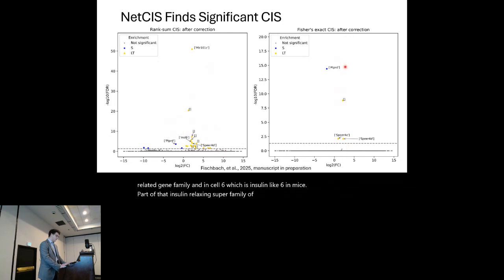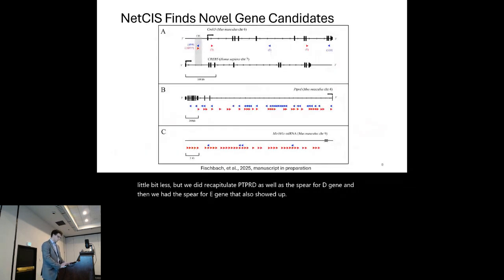For Fisher's exact test, we had a little bit less, but we did recapitulate PTPRD as well as the SPEAR4D gene, and then the SPEAR4E gene also showed up. But what we really wanted to look at were common insertion sites that ranked highly in NetCIS but were not found in the previous 2020 analysis.